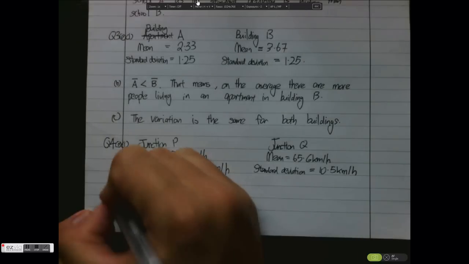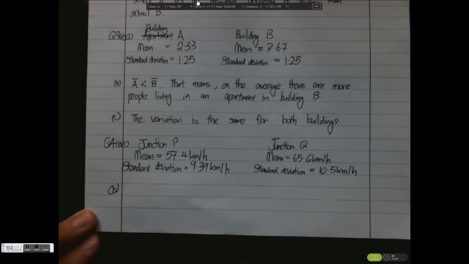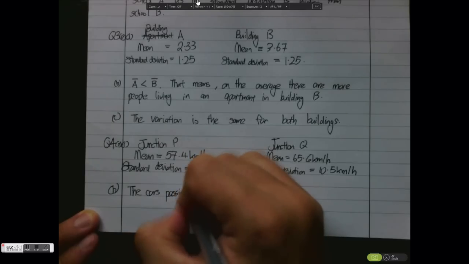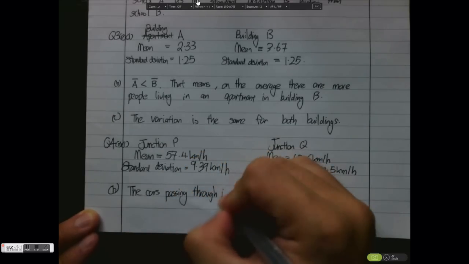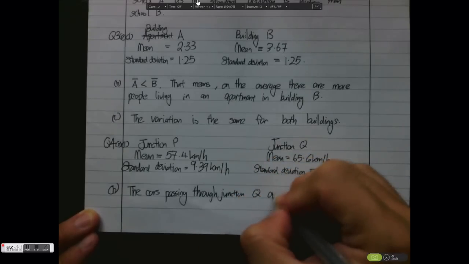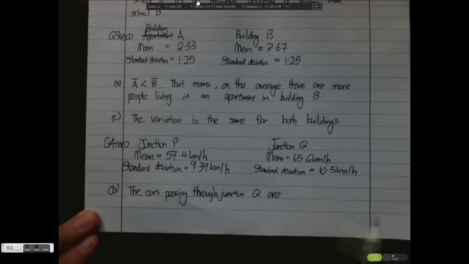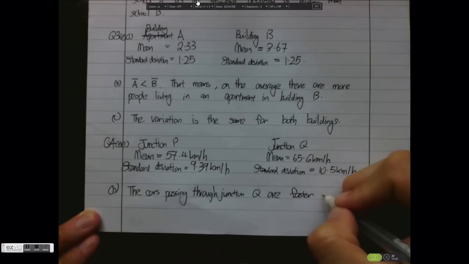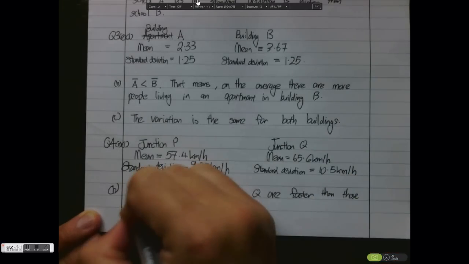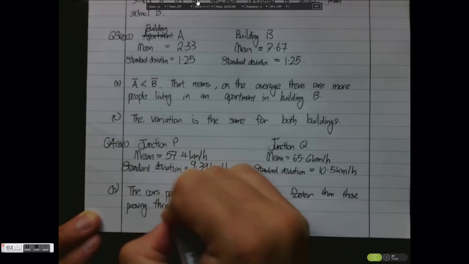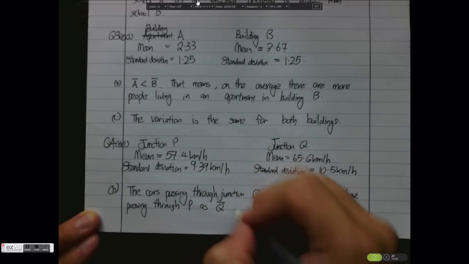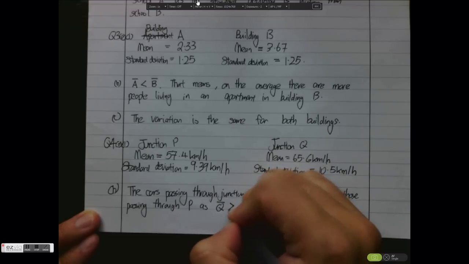The cars passing through junction Q are faster than those passing through P, as the mean speed of those passing through junction Q is greater than the mean speed of those passing through junction P.